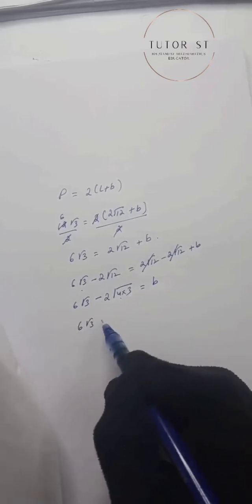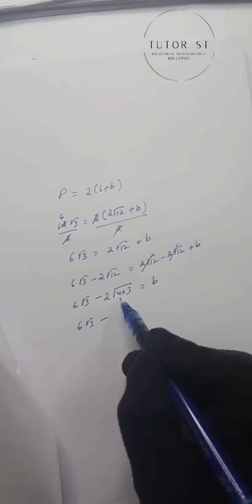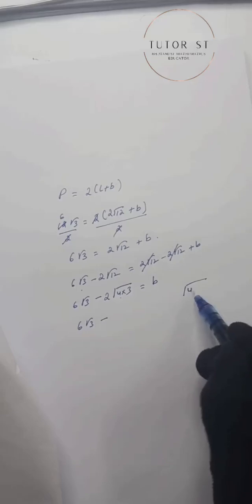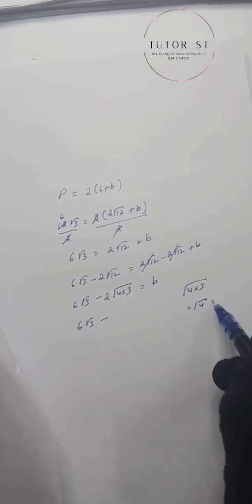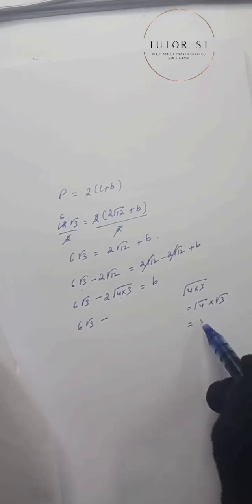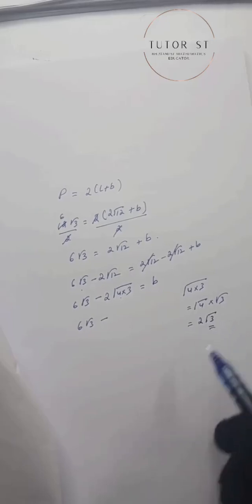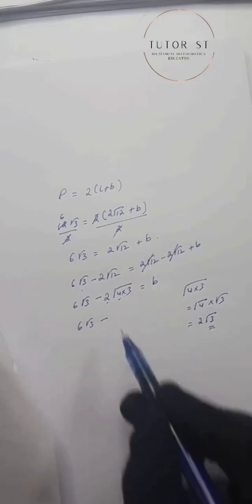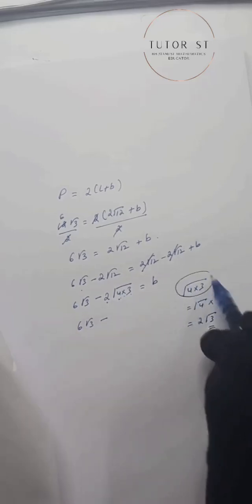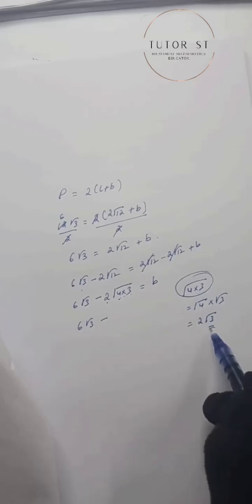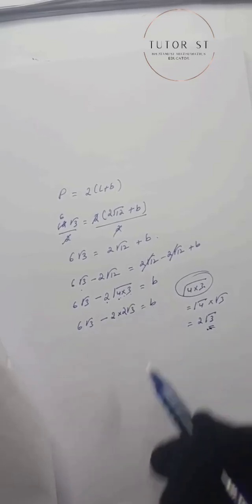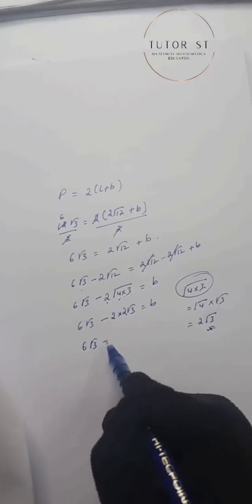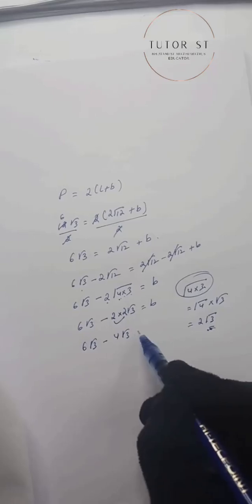6 root of 3 minus, what is root of 4? If I have root of 4 times 3, I can write this separately as root of 4 times root of 3. And root of 4 is simply 2, and root of 3 we are going to keep as it is. Therefore, root of 4 times 3 will give you 2 root of 3. In place of this, I'm going to substitute this. I'm going to get 2 times 2 root of 3 equal to B. 6 root of 3 minus 2 times 2, which is 4, so 4 root of 3, equal to B.